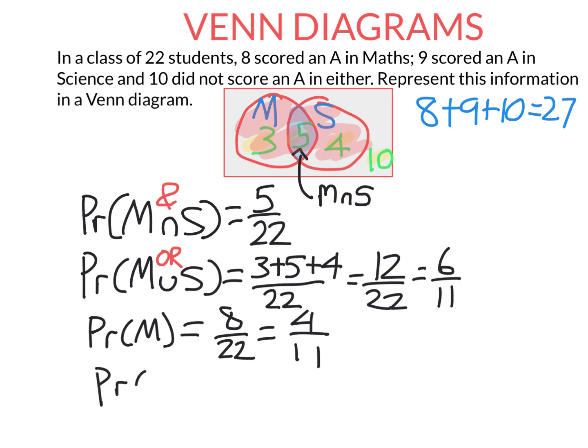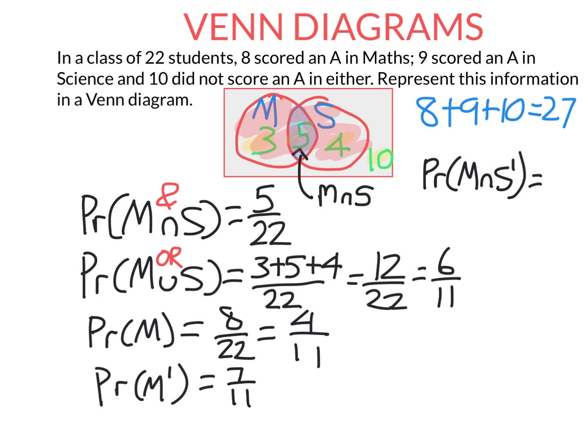So remember, probability of M dash means the probability we're not in M. So if 4/11ths of students were in M, that means 7/11ths are not in M. So what about this? This says the probability we're in M and not S. In other words, in M only. The probability if I select a student at random, they scored an A in maths and did not score an A in science.